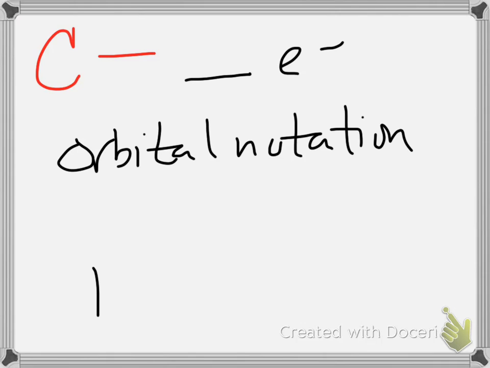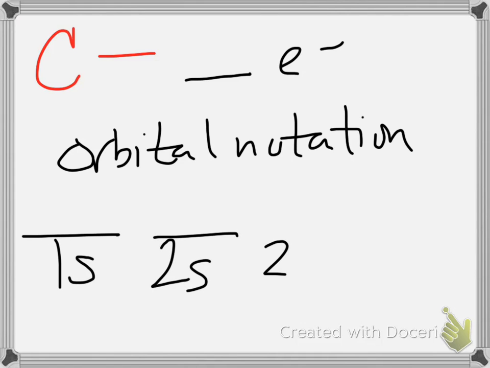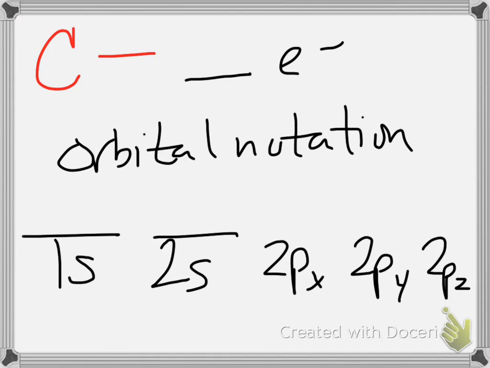So, what's our first orbital? 1s. And that's how we show an orbital in orbital notation. We name it and we put a blank line over it. That's an empty orbital. What's our next orbital? 2s. What are our next 3 orbitals? We got 2px, 2py, and 2pz. That'll be plenty to deal with carbon.